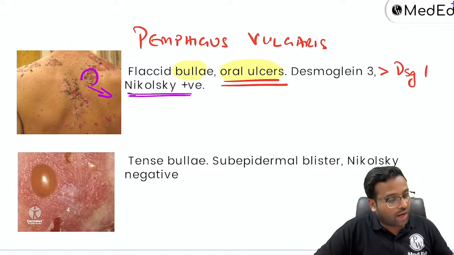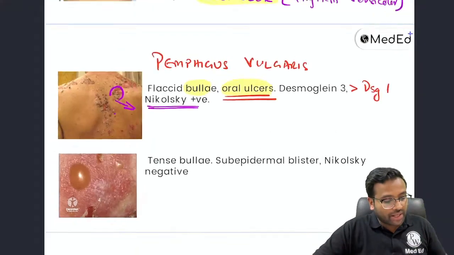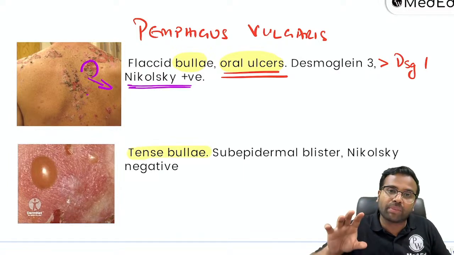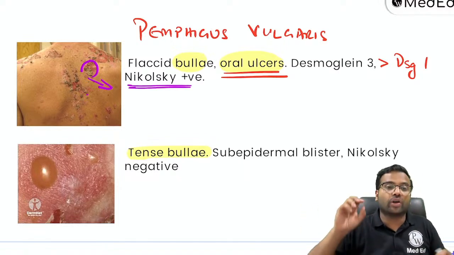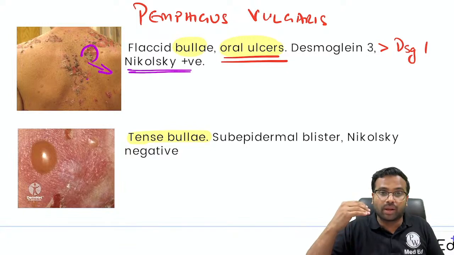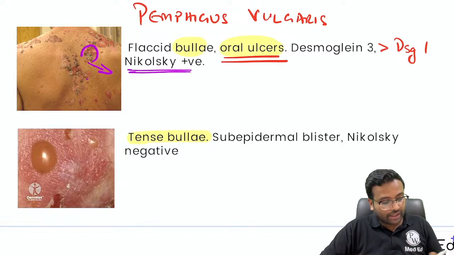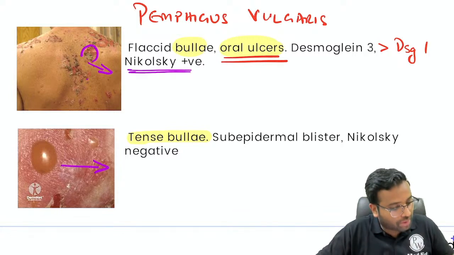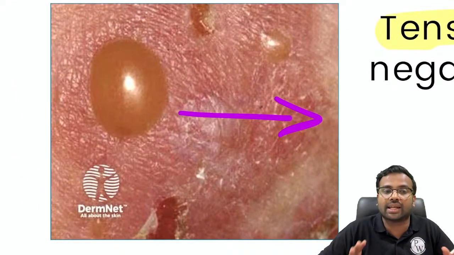The next one is also an image of a bulla, which means we are still in the same topic. But here, the exact opposite is given in the clue. It's a tense bulla. It's not flaccid. Flaccid means it breaks easily, whereas tense means it doesn't break easily because it is a subepidermal blister, which means the bulla is formed below the epidermis, isn't it? And the Nikolsky is negative. That is, if I apply a tangential pressure like this, the bulla is not going to peel off. This bulla is tense, it doesn't break.